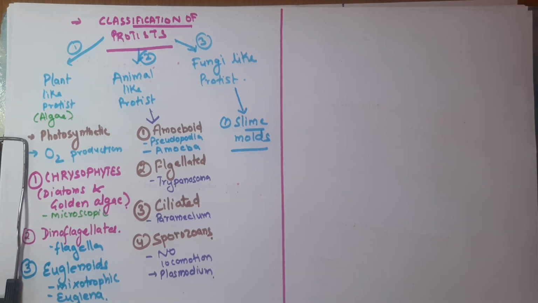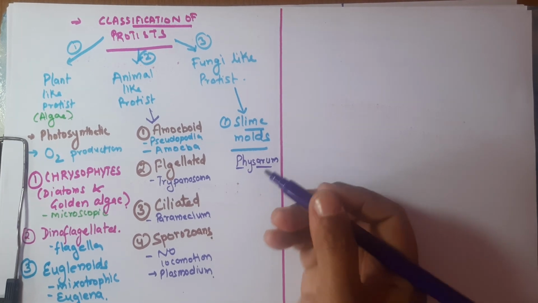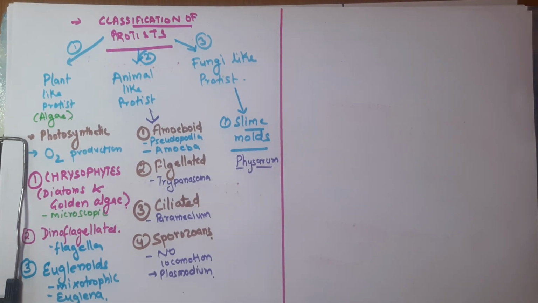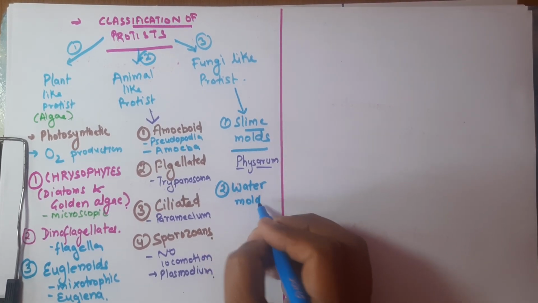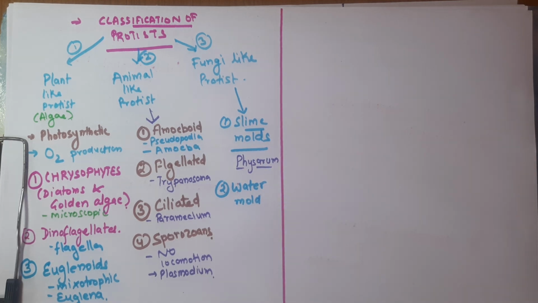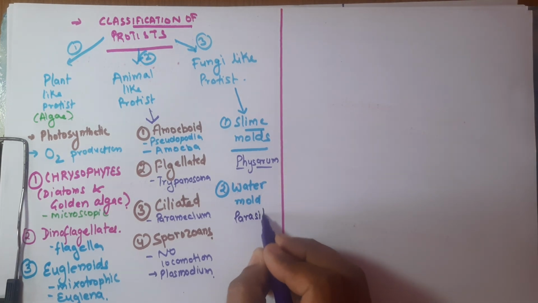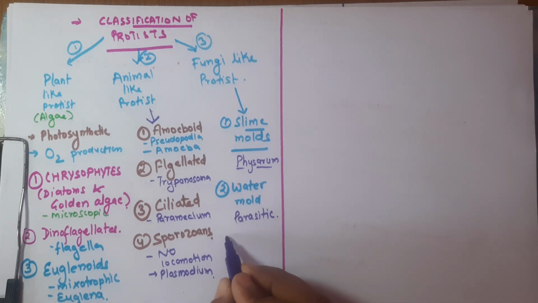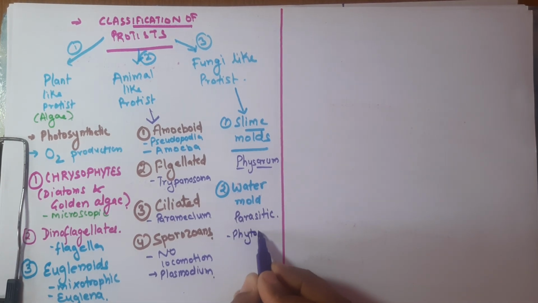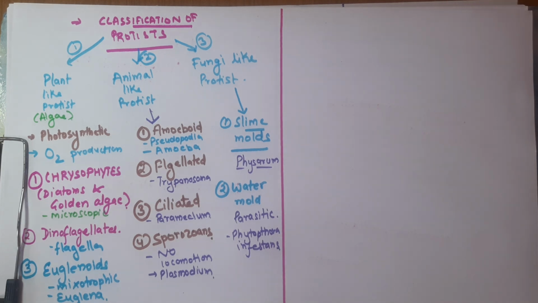So an example includes the Physarum. Okay, then the second category is the water mold. So these slime molds are not parasitic, whereas the water molds are often parasitic, and usually they are parasitic on plants. Okay, for example, Phytophthora infestans. This particular protist will cause the potato blight.